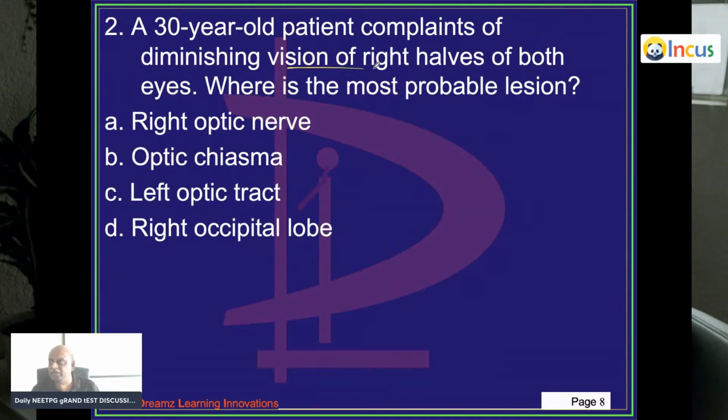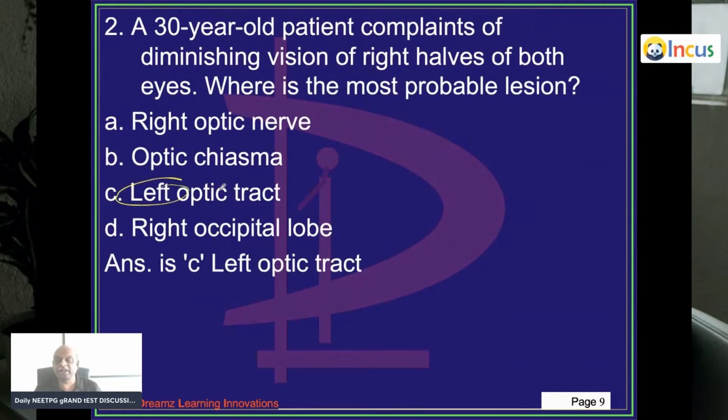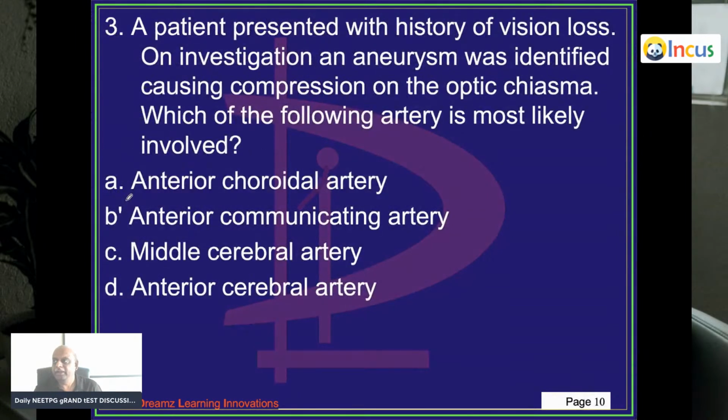30-year-old, diminishing vision, right half of both the eyes. It is the left optic tract. Now, one visual field defect, there is no paper. Patient presented with history of vision loss, aneurysm was identified causing compression of the optic chiasma. It is the anterior communicating artery which is very close.